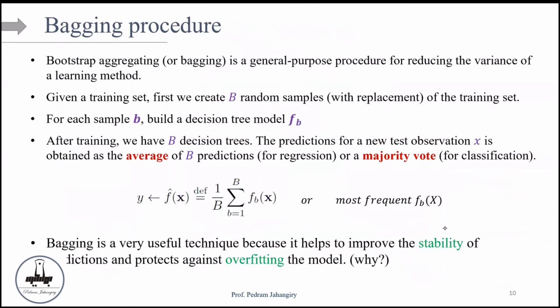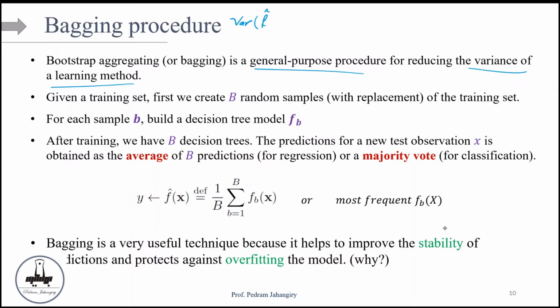So bootstrap aggregation is a general purpose procedure for reducing the variance of a learning method, right? Again, I said it earlier, but remember, the way that bootstrap is able to reduce the variance is that we know the variance of a sum of estimated variables. Well, let me actually write it down again, because this becomes very important when we want to talk about the difference between bagging and random forest.